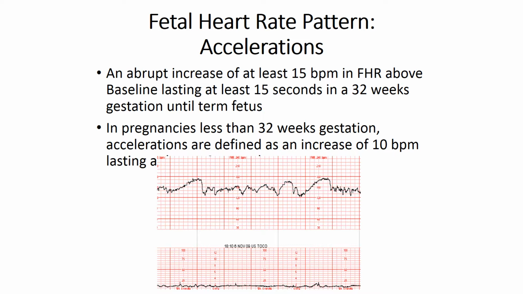In pregnancies less than 32 weeks, the baby's not quite as mature, so accelerations are defined as an increase of 10 beats per minute lasting at least 10 seconds. So we'll settle for something not quite as long and not quite as tall, basically, if the baby's premature.